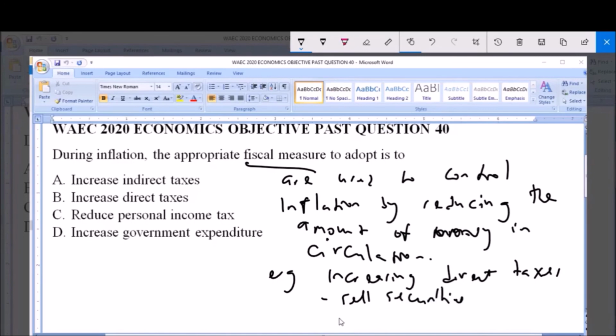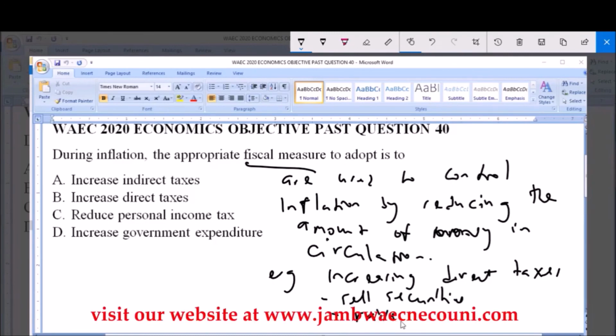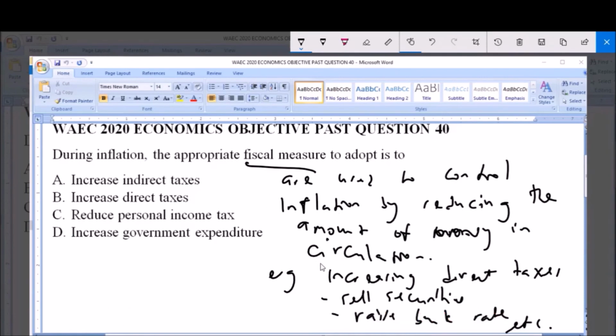Okay. Another measure used to tackle inflation is when the government chooses to sell securities in the open market. Another is to raise bank rates, etc. So all these measures are used to tackle inflation. But among them, the fiscal measure, as we have mentioned, is increasing direct taxes. And increasing direct taxes is option B. So option B is the correct answer to this question.